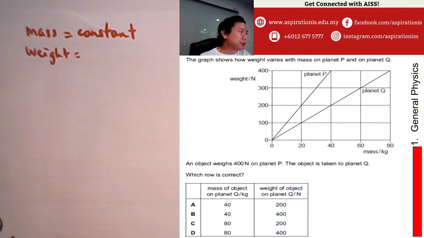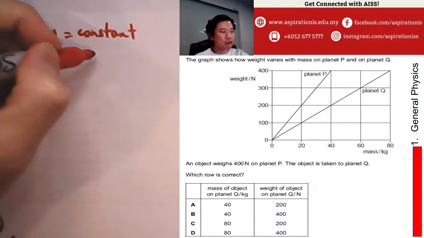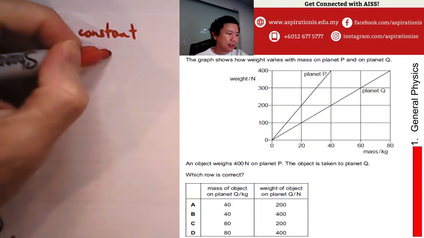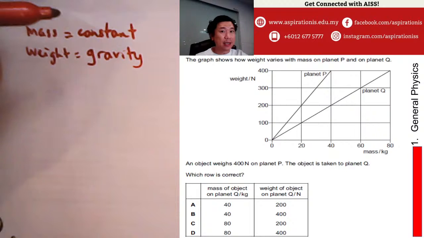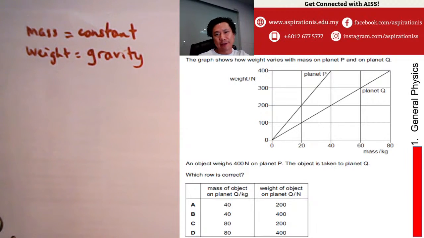So what's the difference between mass and weight? What is weight actually? Weight depends on gravity. Yeah, very good, Kylie. Gravity and mass, you are right. But in this case, gravity depends on different locations on the same planet. But we're talking about two different planets here. So it's really depending on the size of the planet.